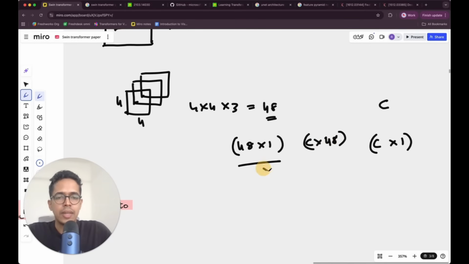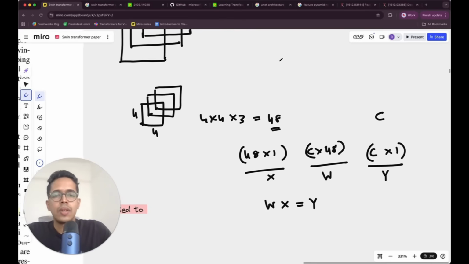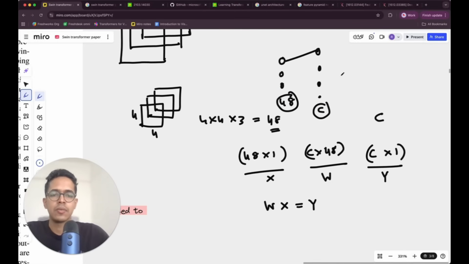So if this is X, which is input, and if this is W, the matrix, and Y is the output, you can get W times X is equal to Y. So W will be C times 48, X is 48 times 1, so output should be C by 1, and it is indeed C by 1. So this is like a linear projection. So you will have a bunch of neurons in the input, 48 neurons here. Then you will have output with C neurons, and the weights are these connections, which are projections going from 48 dimensional space to C dimensional space through these weights.